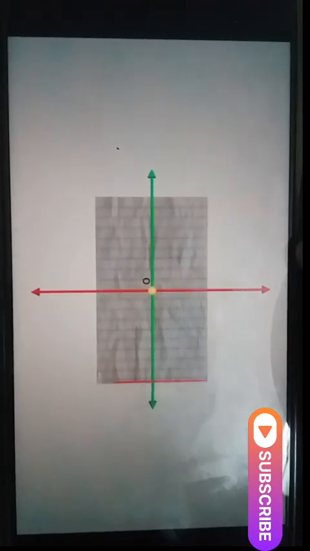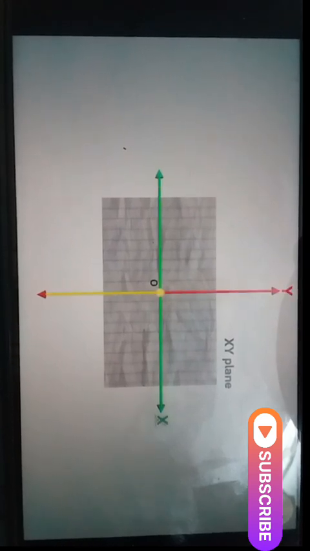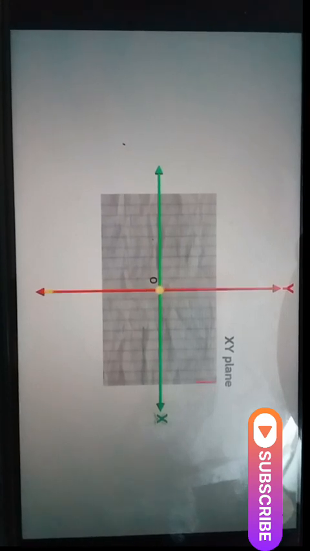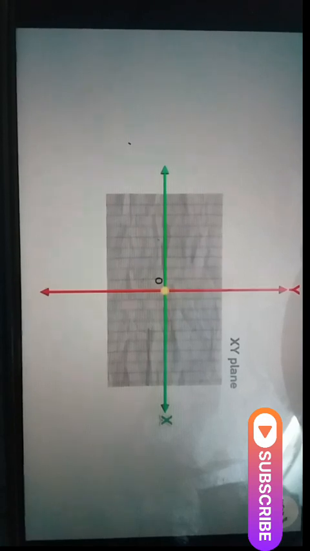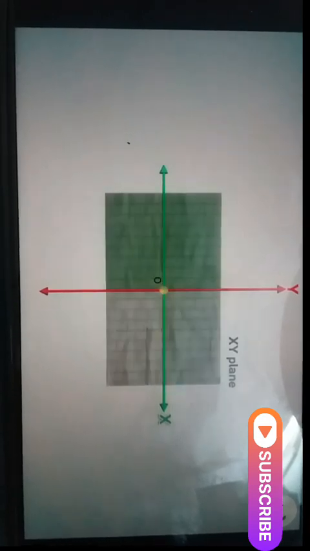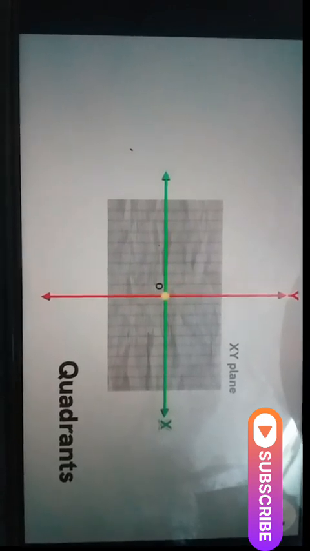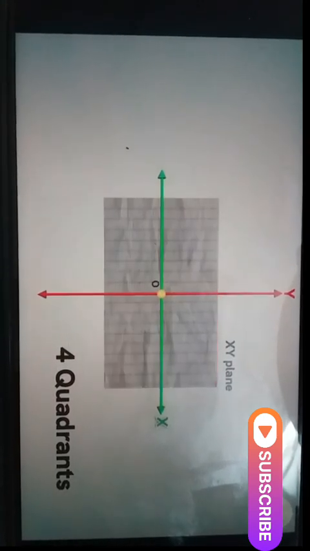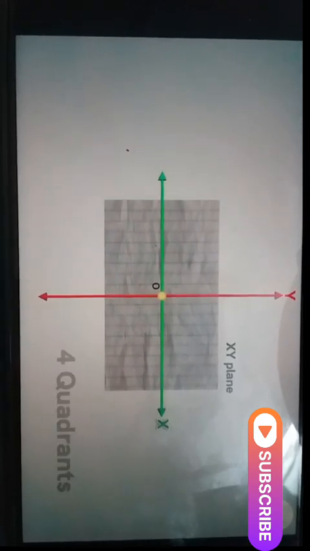Now imagine the paper to be the XY plane and these lines to be the X and the Y axis. So the X and the Y axis divide the XY plane into 4 parts. I'm sure you've come across a mathematical term for these 4 parts. And what are they called? Yes, they're called quadrants. So we can say that the XY axis divide the XY plane into 4 quadrants. Each quadrant is 1/4 of the XY plane.